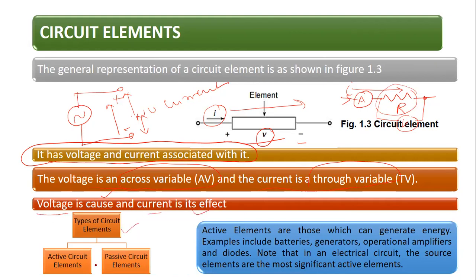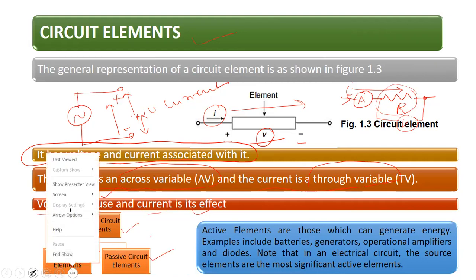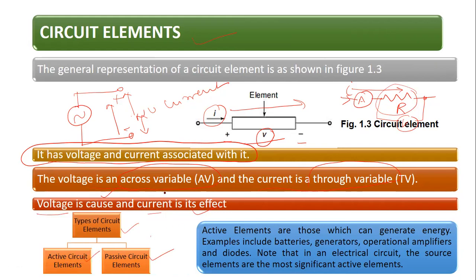Now, the circuit elements which we are talking about are categorized as active elements and passive elements. Now, what are active elements? Active elements are those elements which are capable of generating electricity.